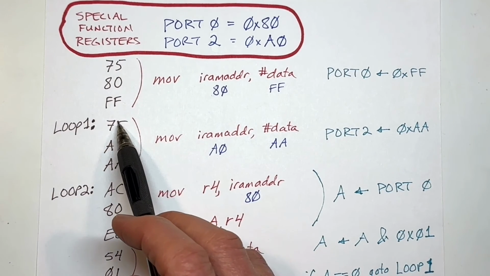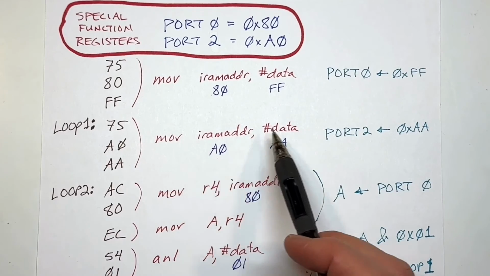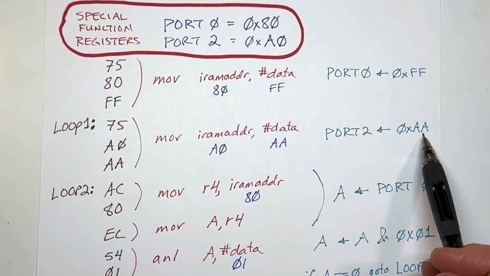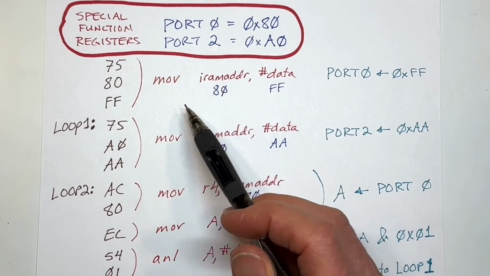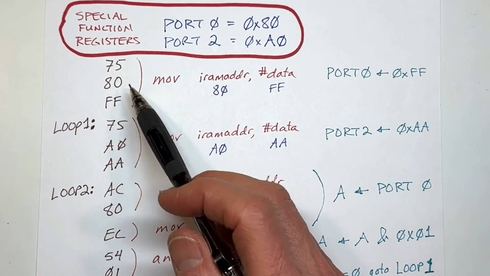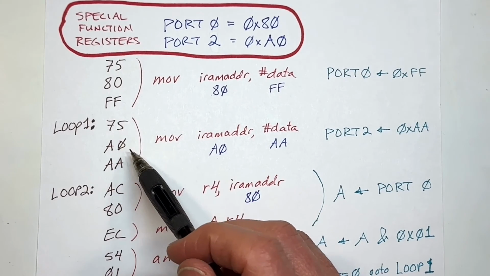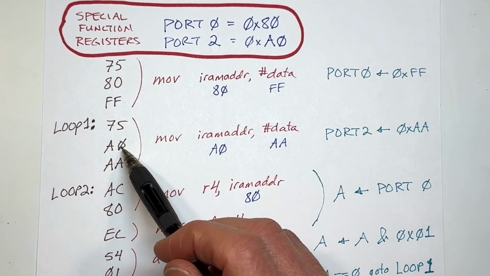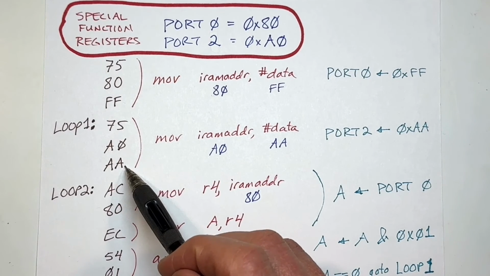And then here's our loop 1. We'll come back to that. But we want to write AA to port 2. So it's the same move instruction, opcode 75, but this time we're writing to location A0 the value AA.